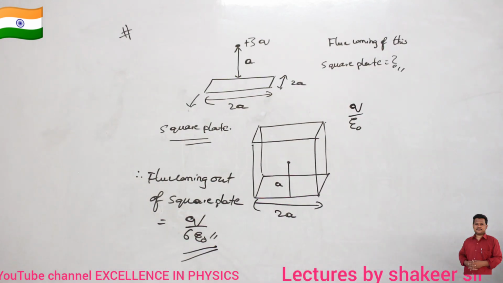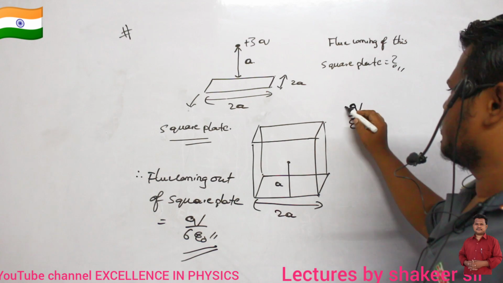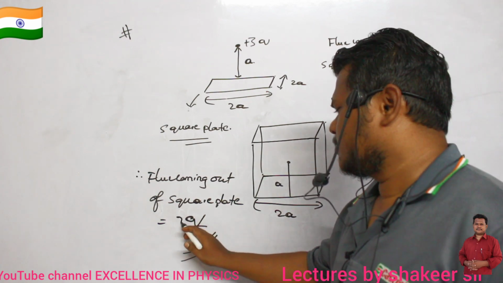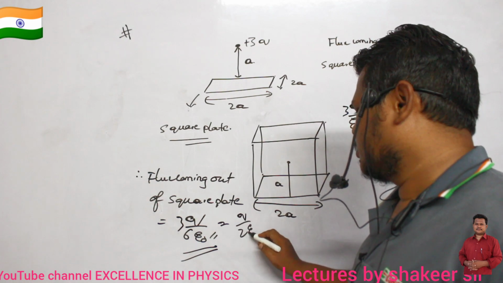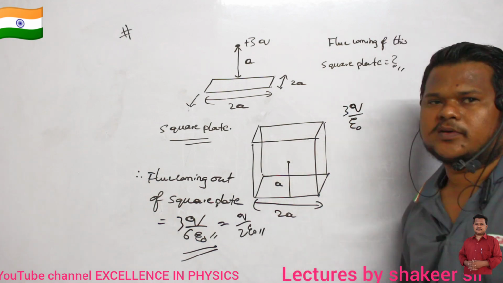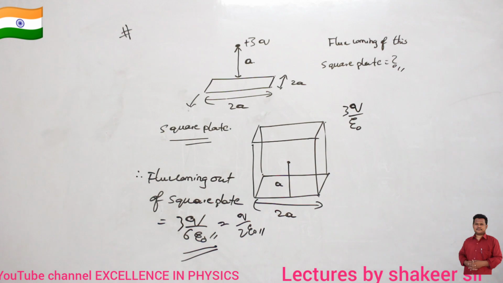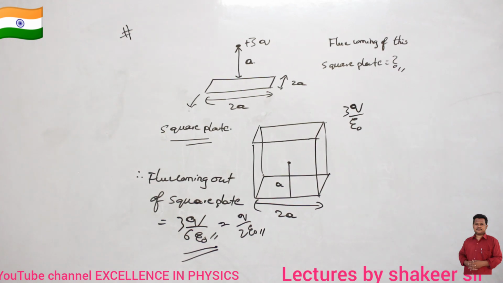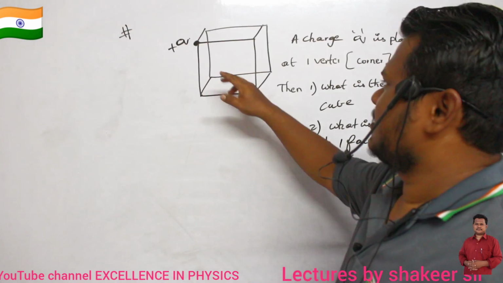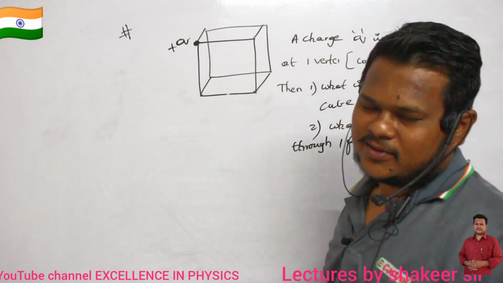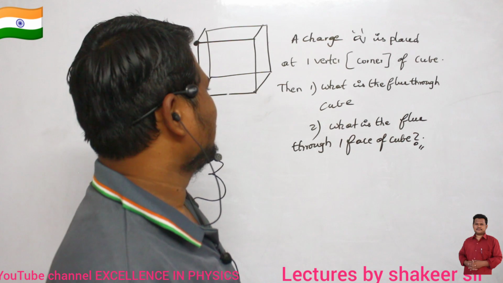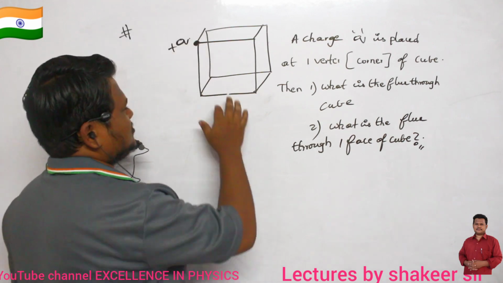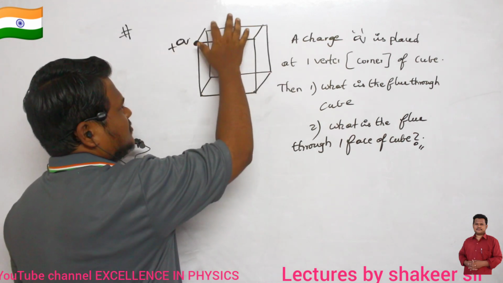Okay. Charge here is 3Q, no? So here also I have to write 3Q, and here also 3Q. So total is how much? Q by 2 epsilon naught. That is the amount of flux coming out of a square. Now one face of the cube. Corners: 1, 2, 3. Only 4 corners are there. Total 8. Okay. So 1, 2, 3, 4, 5, 6, 7, 8.